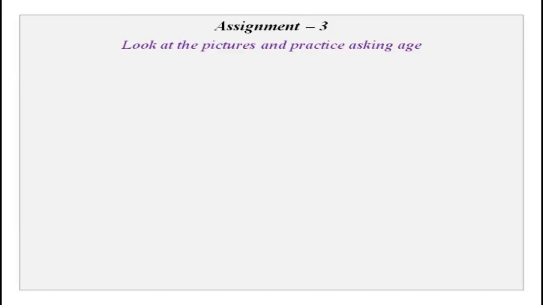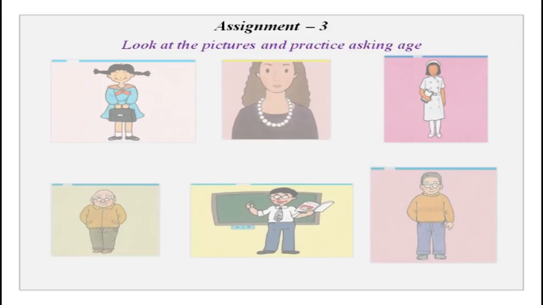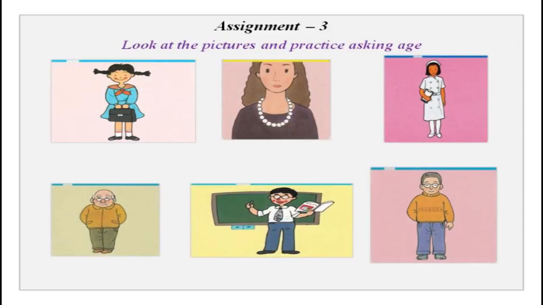Now the third assignment, you have a lot of pictures over here of people standing. So you are supposed to be practicing age. There is a small girl over here.